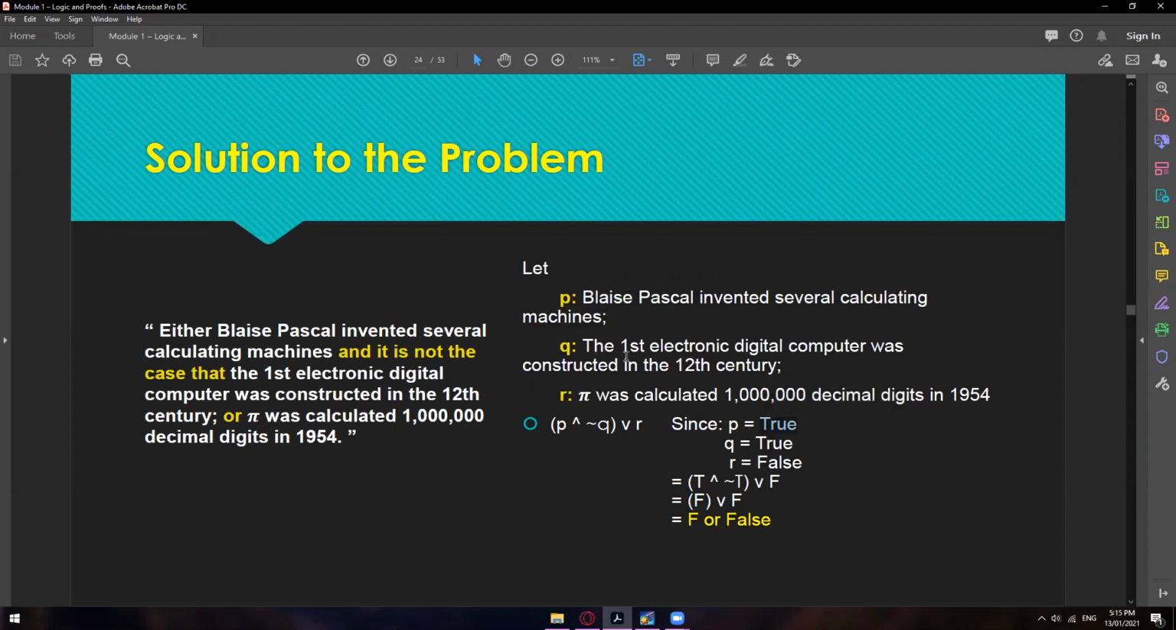Second, the first electronic digital computer was constructed in the 12th century. So again, like this one, if you're not very familiar with the history of electronics, you can search this one on the internet. Okay? Wherein, once you have searched it or found the answer, the result of that one is also true. Okay? So, our first electronic digital computer is from the 12th century. Okay? And then the last one, pi was calculated to 1 million decimal digits in 1954.